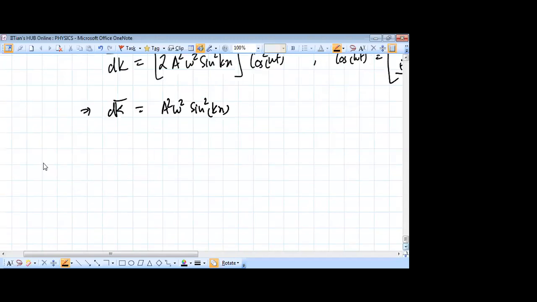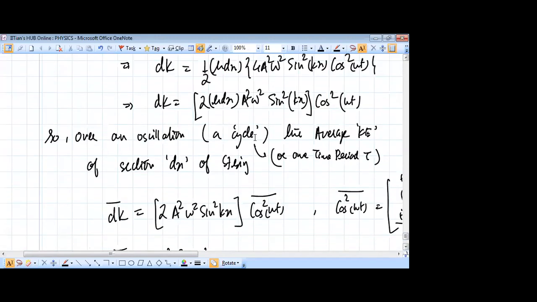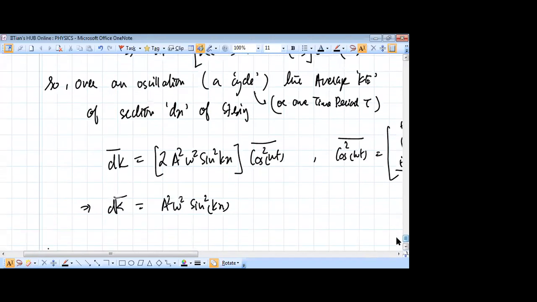So the average energy, or you can say the average value of kinetic energy for the whole string, so there's a mu dx also, my mistake, this whole term has a mu dx also, because let's not forget that mu dx part.